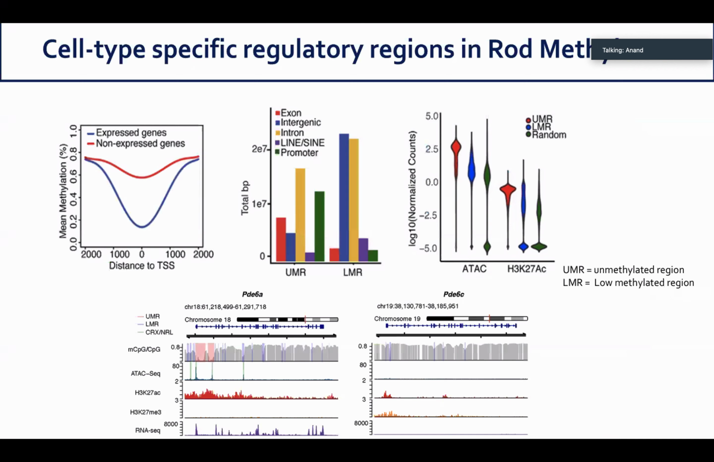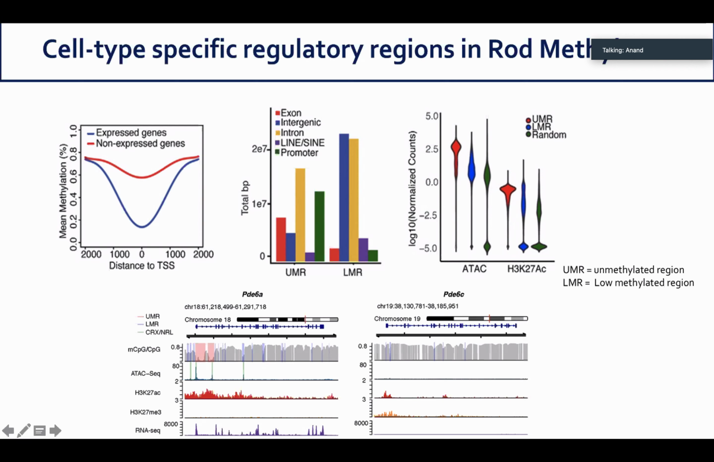So when Jimena began to analyze this whole genome bisulfite sequencing data, it was very clear that genes that are expressed in the rod photoreceptor show low methylation near the transcription start site. This is pretty well known. So we are finding what other people find, and that is a good thing. That means what we are doing is right.